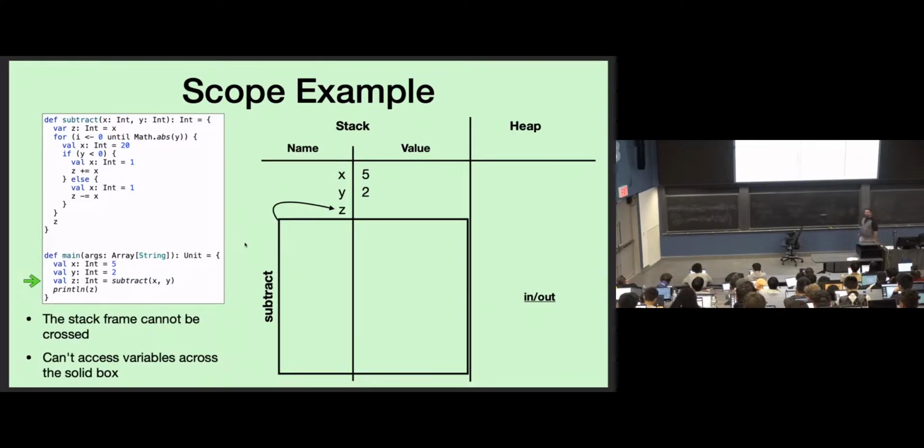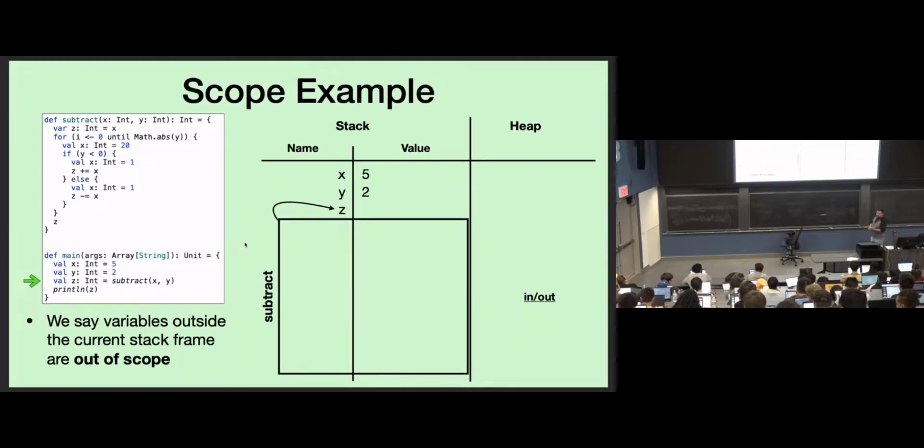I'll repeat this quite a few times this lecture, but this solid box, we draw it as a solid box because these boxes cannot be crossed, meaning that we can't access the variables outside of this box, outside of the stack frame, when we're inside this stack frame.